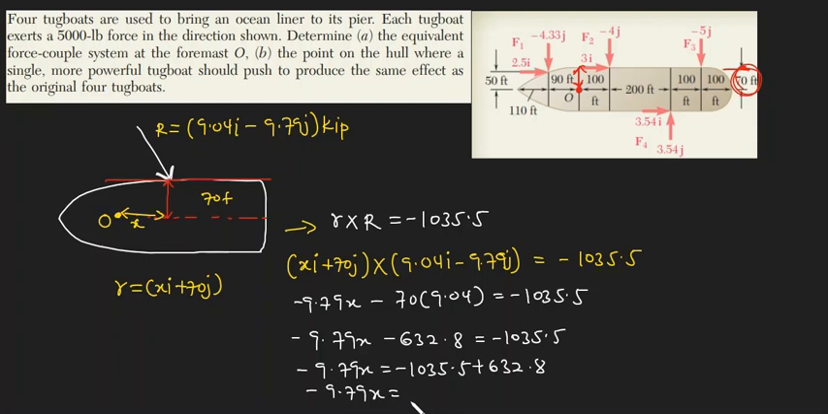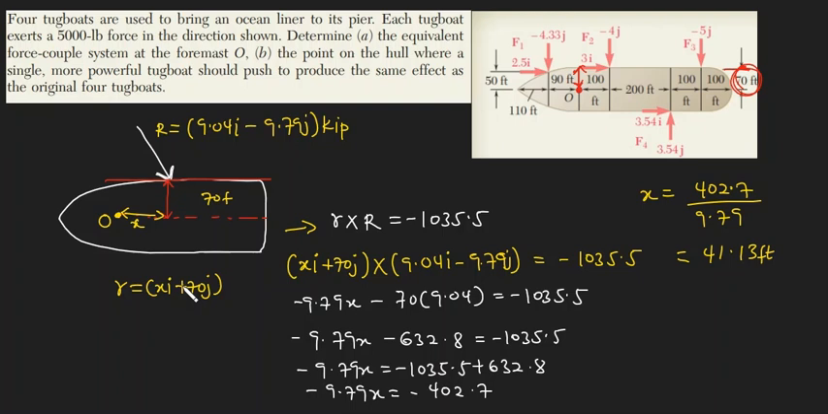Let's further simplify this and see. So you're going to have minus 1035.5 plus 632.8. This will give us a value of minus 402.7. So let's divide and see what you are going to get. You're going to have x, the negatives will cancel, so x will be equal to 402.7 divided by 9.79. So let's see what you're going to get for x. 402.7 divided by 9.79 will give us a value of 41.13, and the unit is feet.